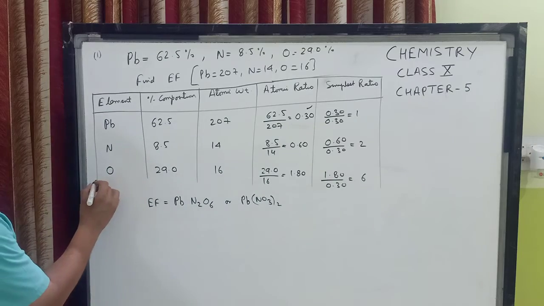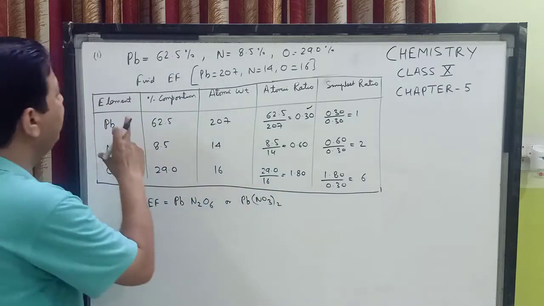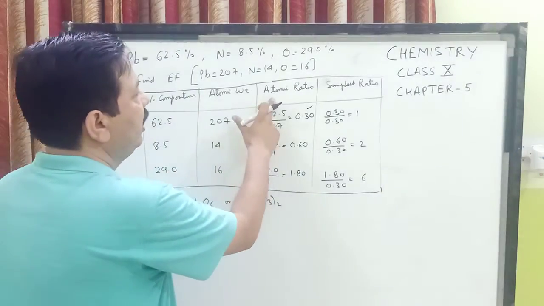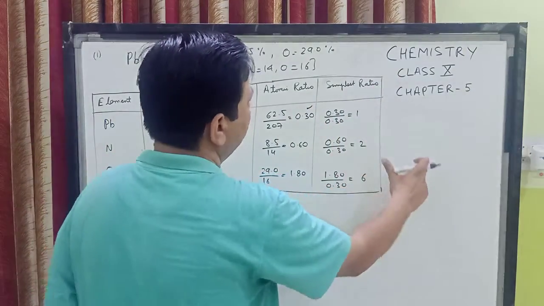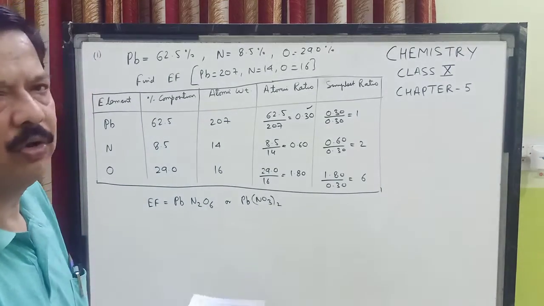You can make this table very neatly. We write the element, then the percentage composition, atomic weight, atomic ratio, simplest ratio, and I am telling you that I can also add one more column to it, and we'll see when we are going to add that.